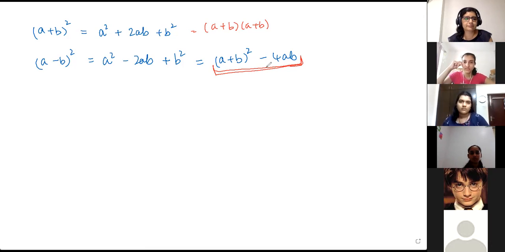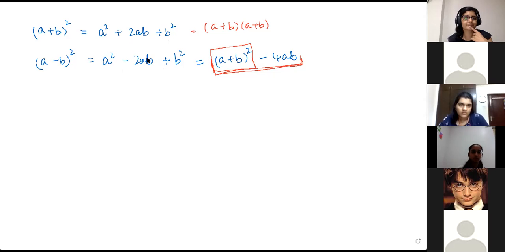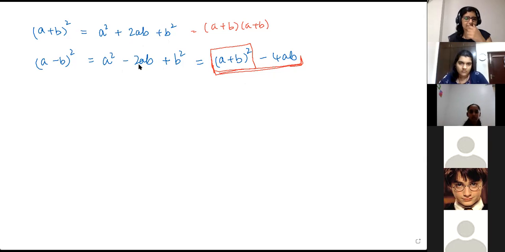Where is this coming from? Does it make sense? Just look at it, think about it. A plus b whole square is coming. So is there some relation to the earlier identities? Ma'am, the first identity is a square plus 2ab plus b square, and the second is a square minus 2ab plus b square, you add 2ab and then get minus 4ab. When you add 2ab, will you get 4ab or do you have to subtract 2ab?